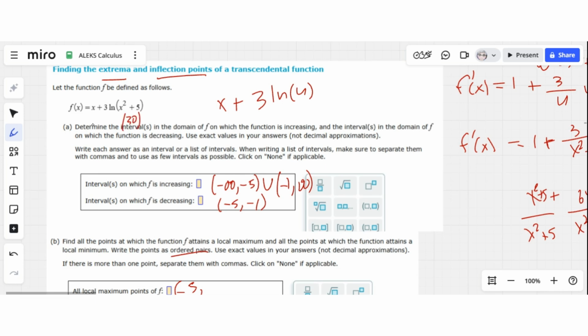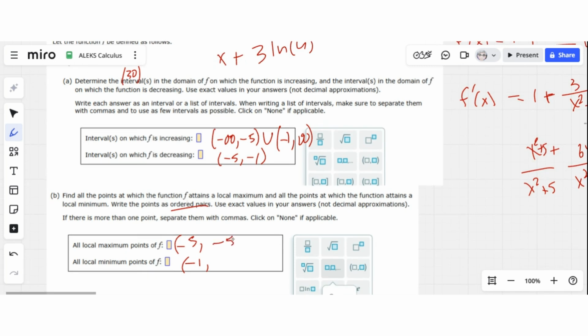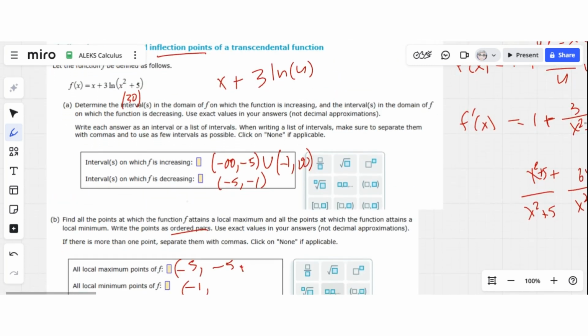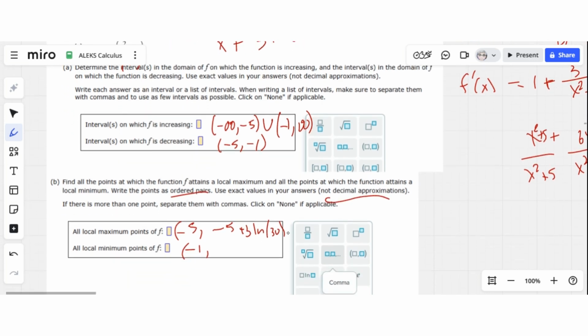So I'm going to get actually -5 plus 3 times the natural log of 30. And I think they want, yeah, they don't want decimal approximation. So I'm not going to try to take that natural log with my calculator. We'll leave it like this, and it's an exact answer.